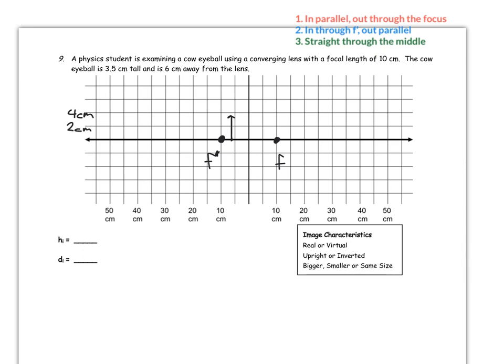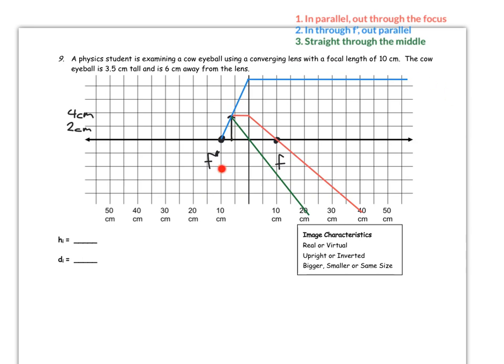We're going to go ahead and draw our 3 rays. So our first one goes in parallel and out to the focus. Second one, it's going to go in through F prime. So what we're going to do, remember, is we're going to start with F prime, go up through the top of the object, and then go parallel from there. And our third one just goes directly through the center.